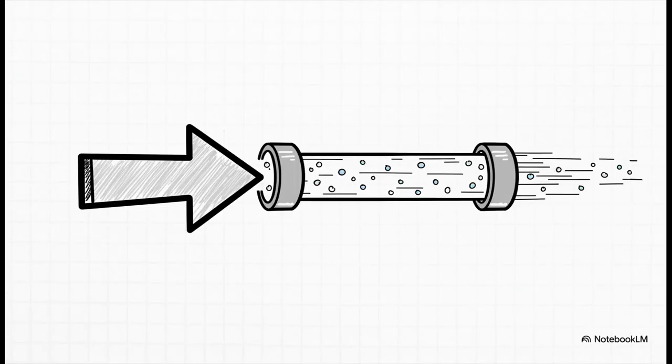So let's go back to our water pipe. If the current is the amount of water flowing, then voltage is the water pressure. And it makes perfect sense. If you crank up the pressure, what happens? You're going to get more water flowing through that pipe every second. So more voltage means a bigger push, which leads to a stronger current.